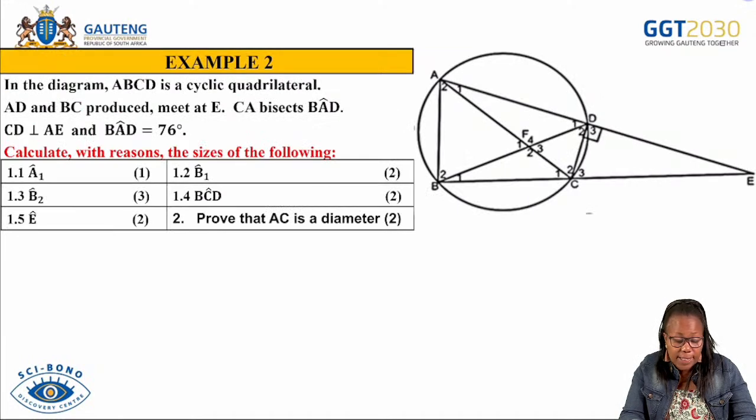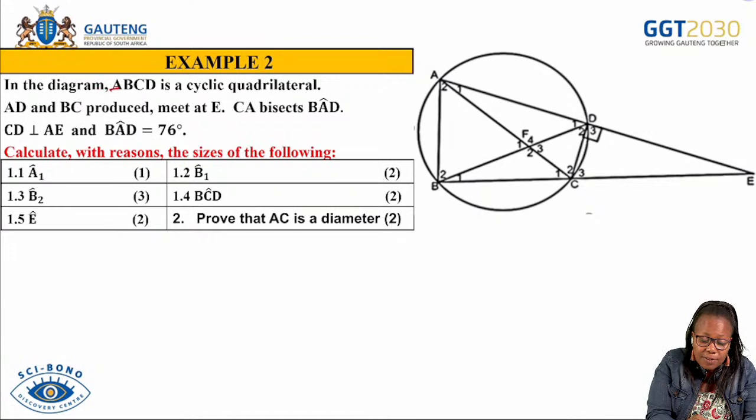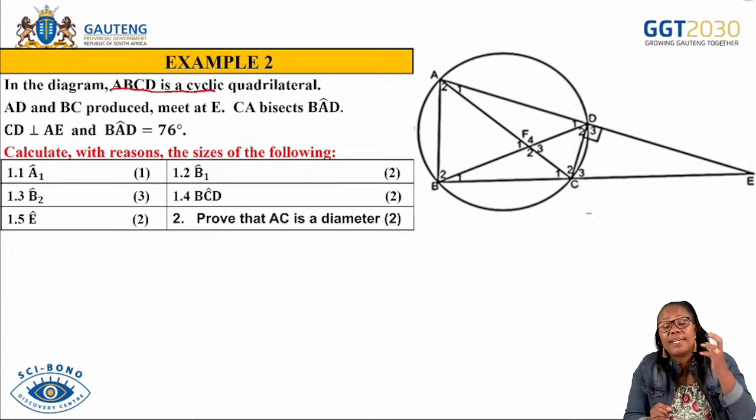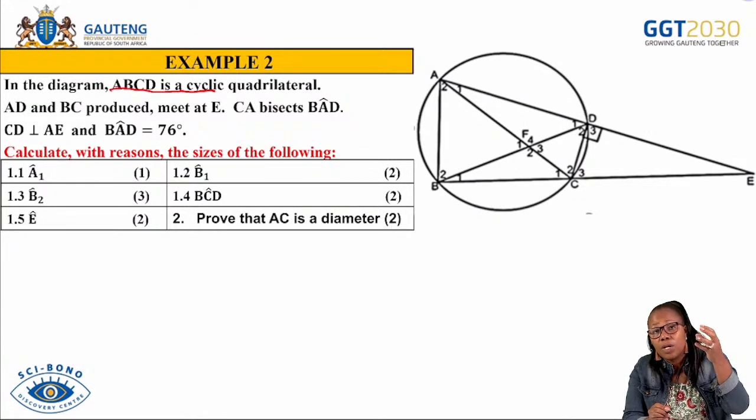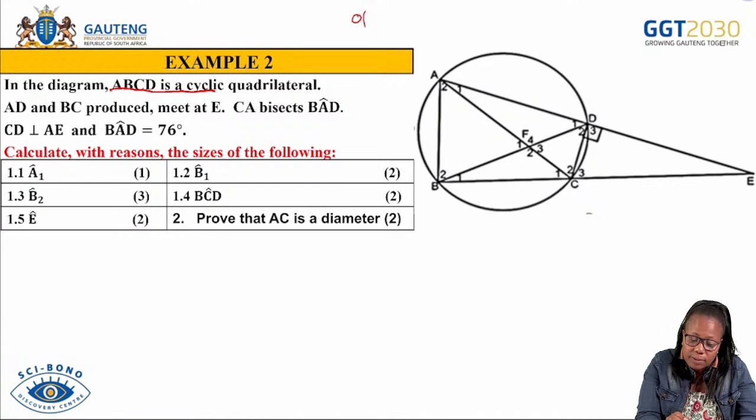Okay, let's take another example. In the diagram, ABCD is a cyclic quad. It is given to us that it's a cyclic quad. The minute they say cyclic quad, we bring in the theorems of cyclic quad. So we will look at the opposite angles of a cyclic quad.